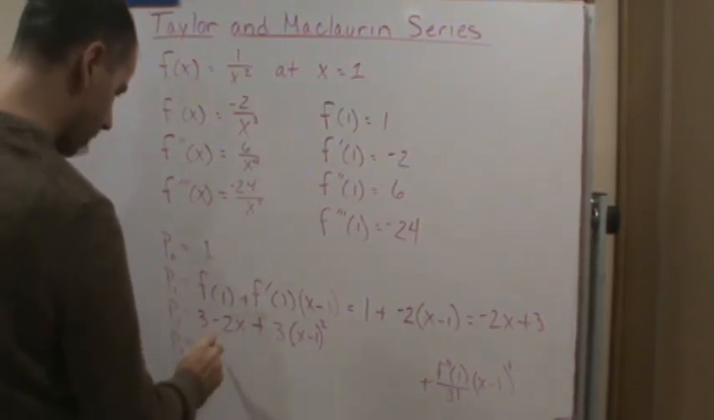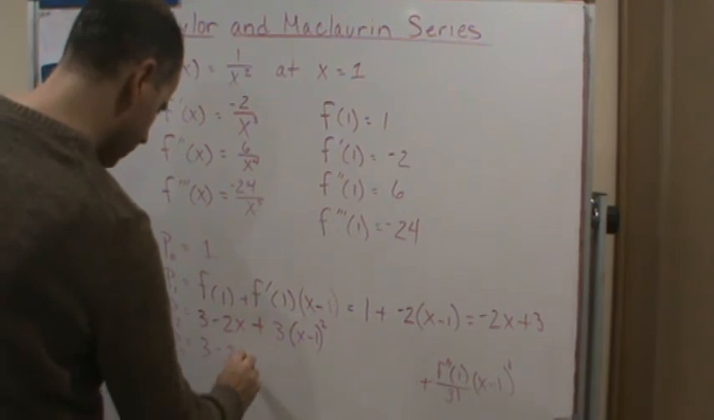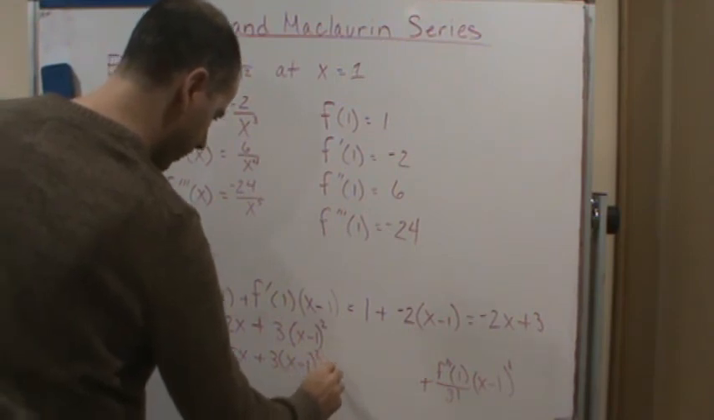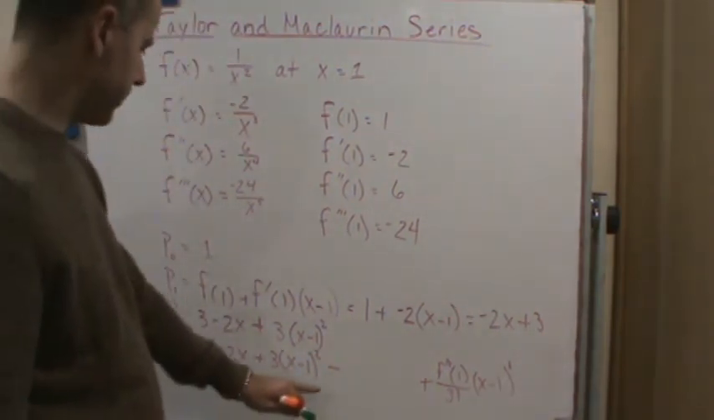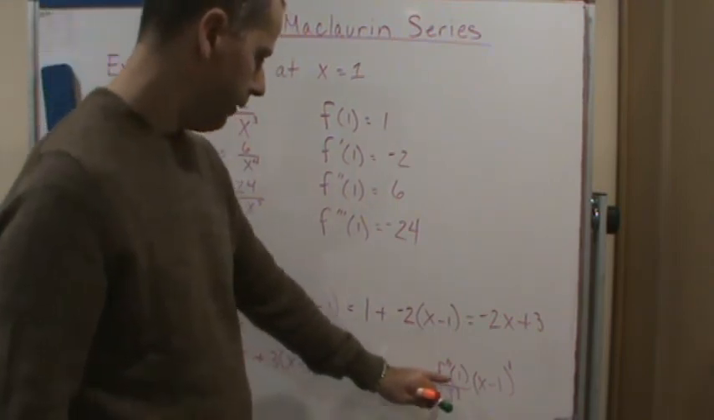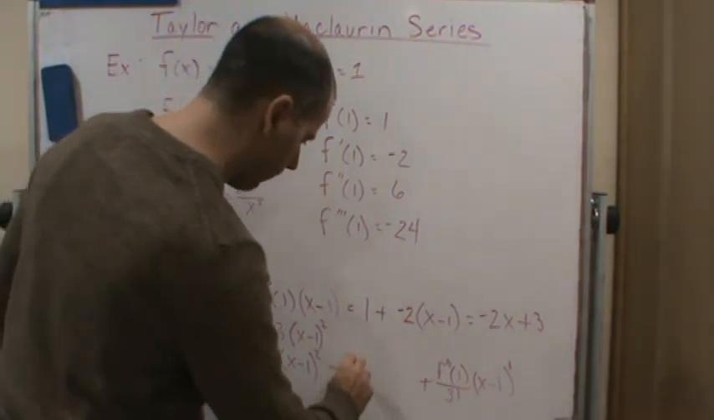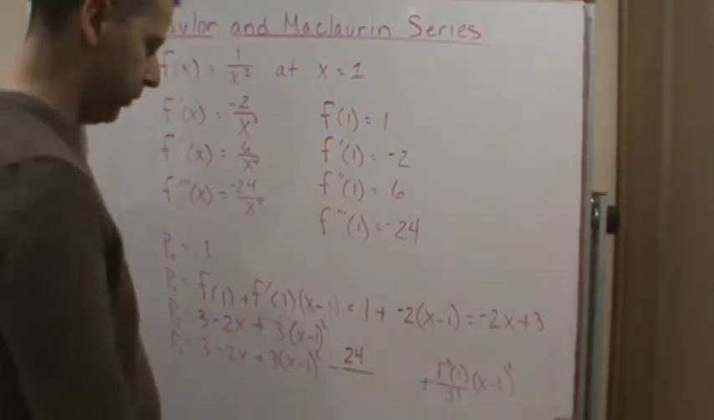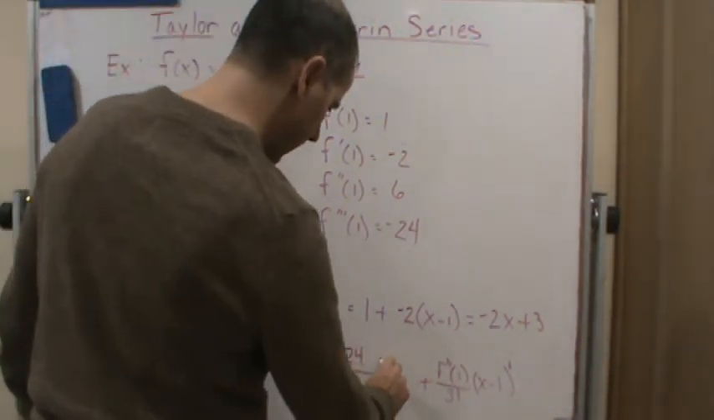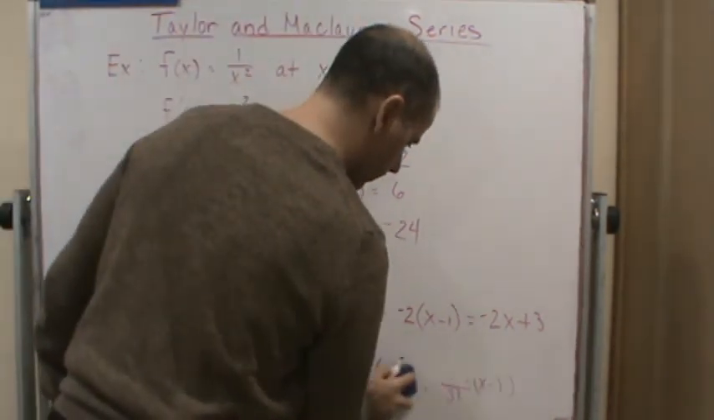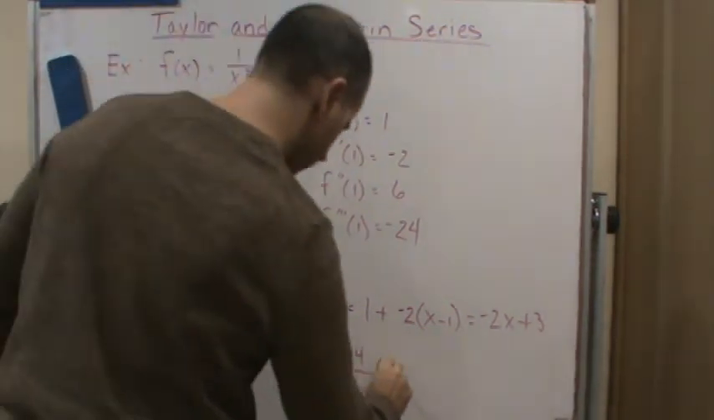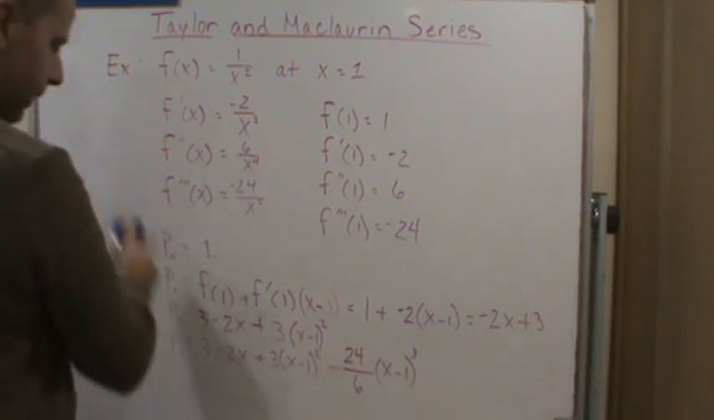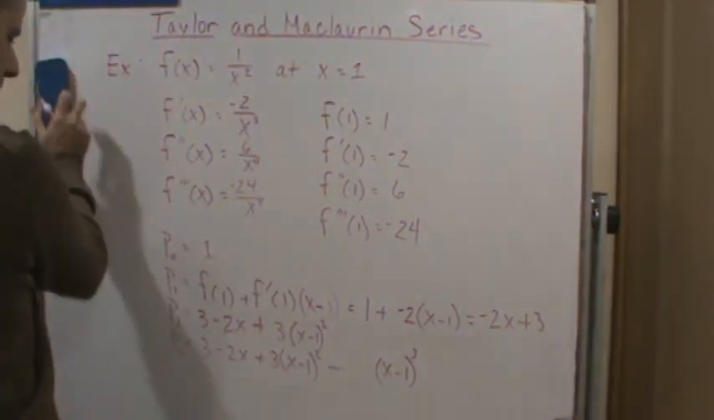So all I'm going to do is bring this one down, so this is going to be 3 minus 2x plus 3 times x minus 1 squared minus, now, why is it a minus? Because now we're getting to f triple prime, so it's going to be minus 24 divided by 3 factorial. Well, 3 factorial is 6, times x minus 1 cubed. Now, 24 divided by 6 is 4. So we get minus 4.